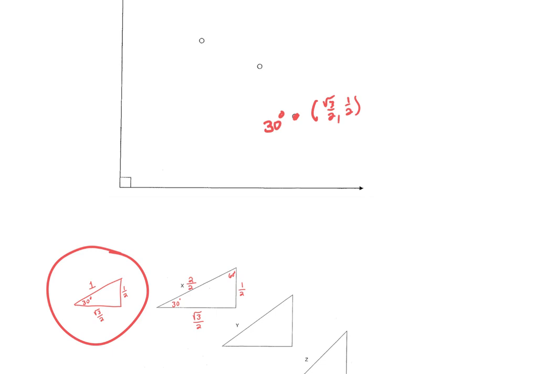Right? Think about quadrant 3 down here at 210 degrees. Same exact numbers. What do we know about the x value and the y value in quadrant 3? They're both negative. So negative square root of 3 over 2, comma, negative 1/2.